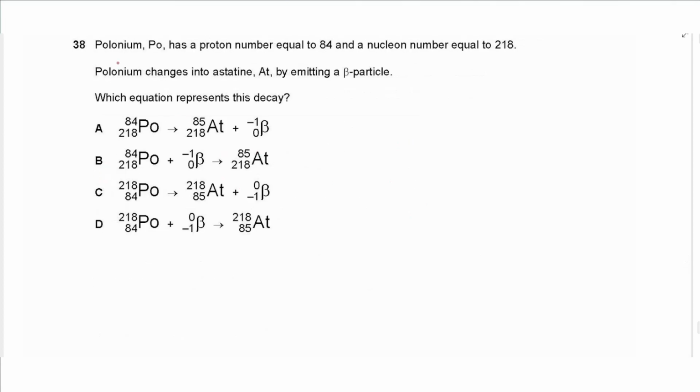Question 38 says polonium Po has a proton number equal to 84 and the nucleon number equal to 218. Polonium changes into astatine 80 by emitting a beta particle. Which equation represents this decay? So the beta particle should be after the arrow at the end of the decay. And we have this should be the upper number, so it's not A. So the answer is C.